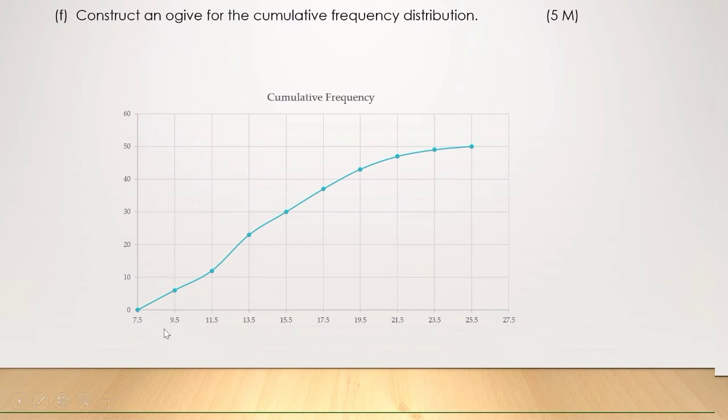So the first data is 9.5. The upper boundary of the first class is 9.5. So started over here, 6, 12, followed by the rest. So we just plot each point and then connect it with a line. So this is the OGIVE of the cumulative frequency distribution.